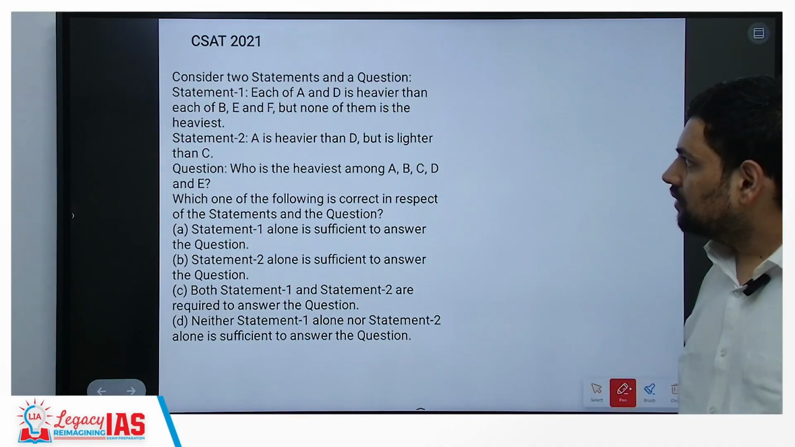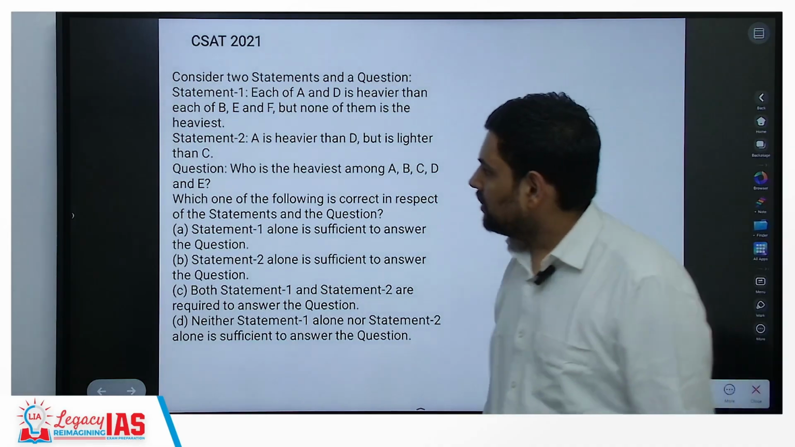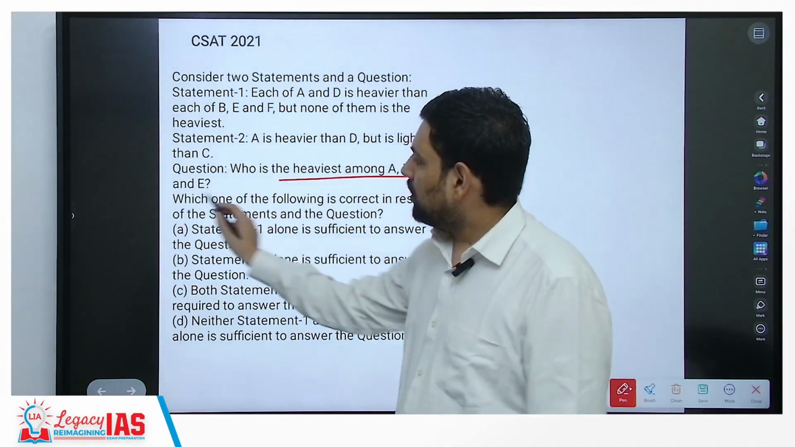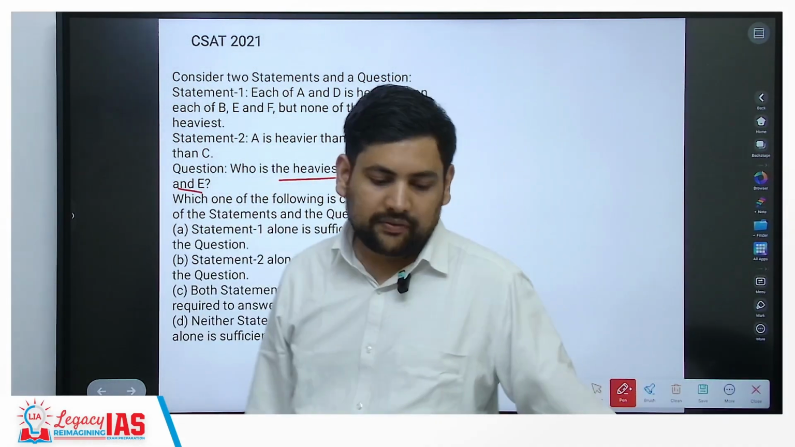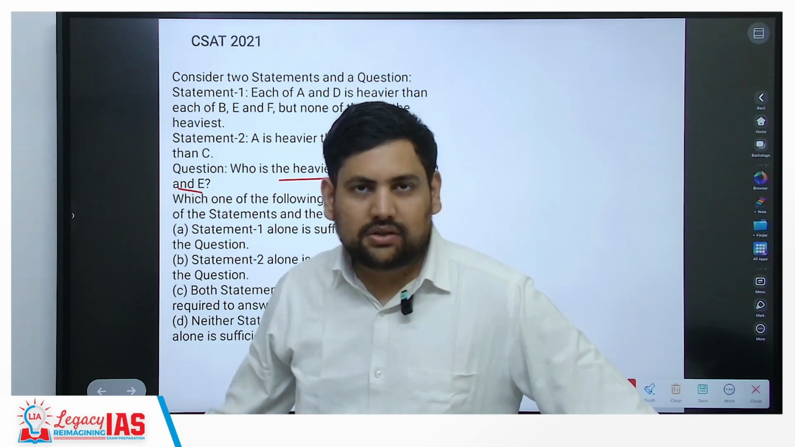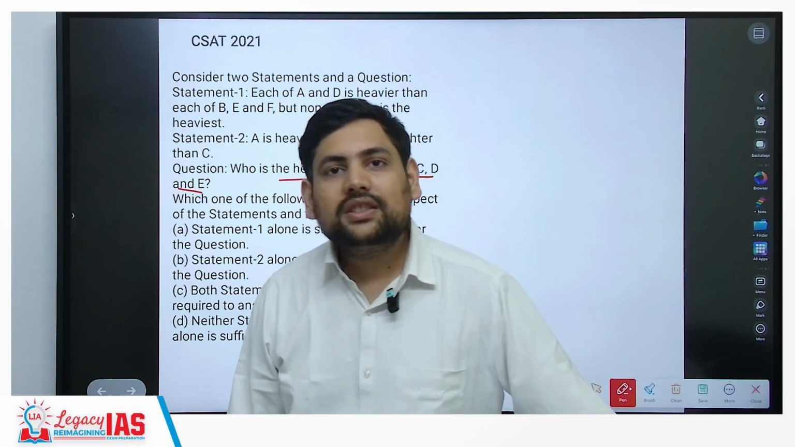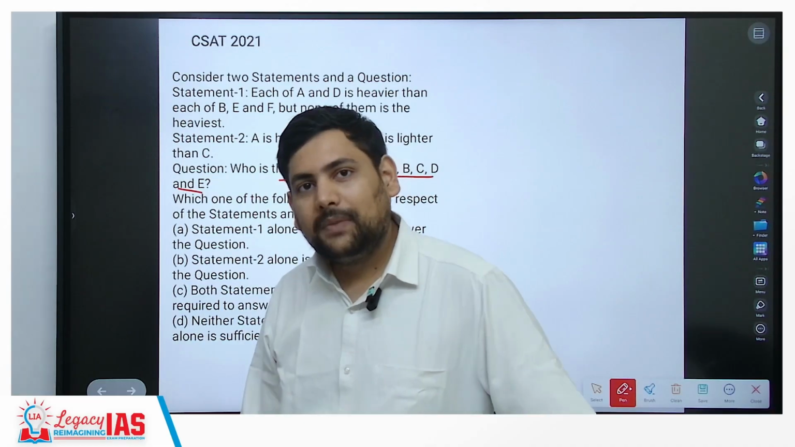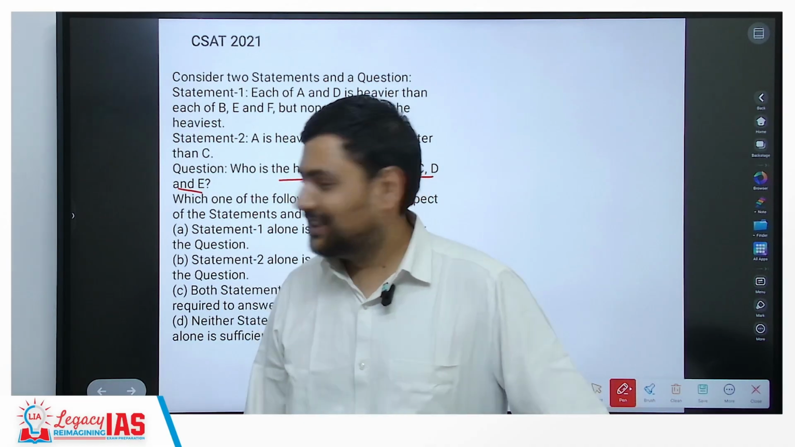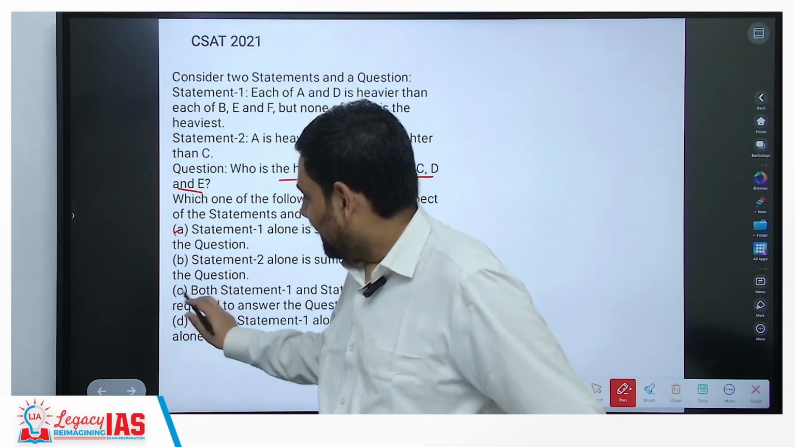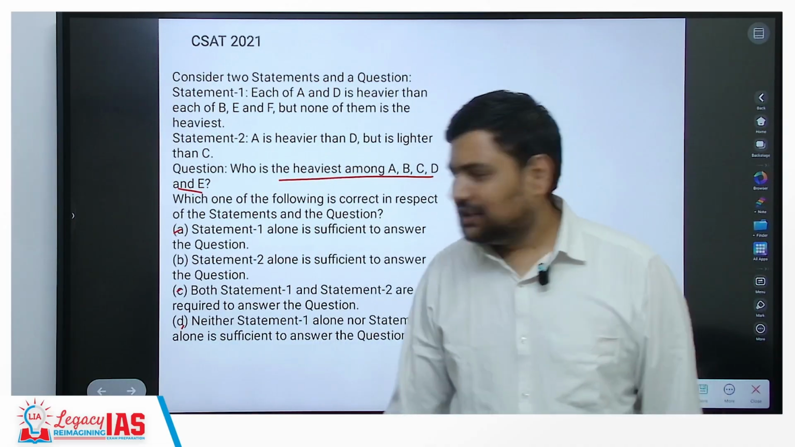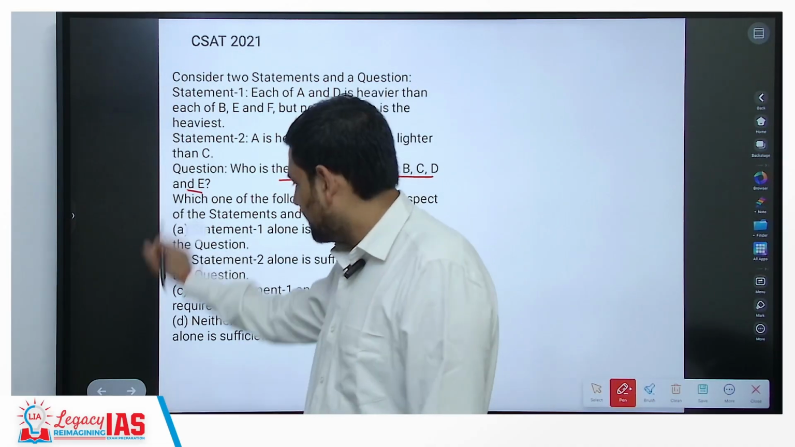Next, let's do this. So it says what? Eventually, who is the heaviest among A, B, C, D, E? Okay. Now, this was a bit of a disputed question. UPSC gave answer C or D. Many places the answer given is A. So three options are coming up: A, C, D. Now I'll tell you why some answers were given.